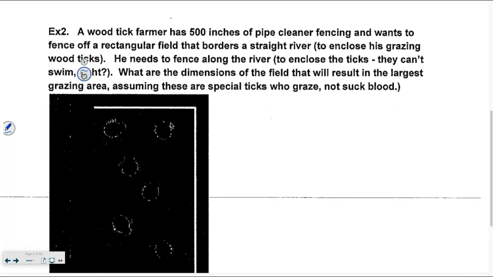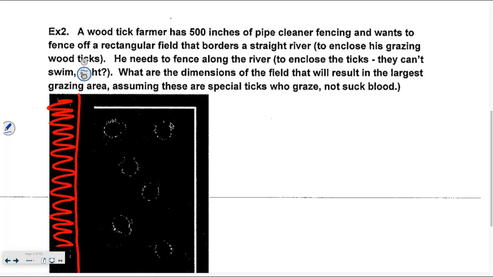One of the 5 you do in your groups will be similar, but different. So you're going to have to kind of know the process. So you've got right here a river. I'll just kind of, this over here is water. And it doesn't matter what you're fencing in.